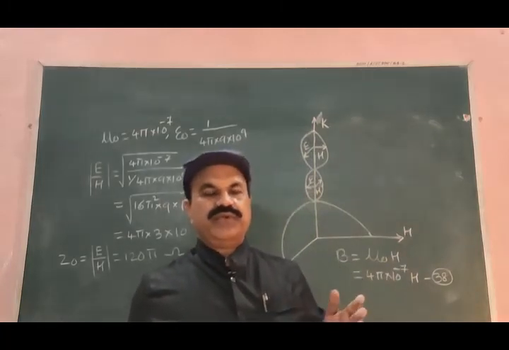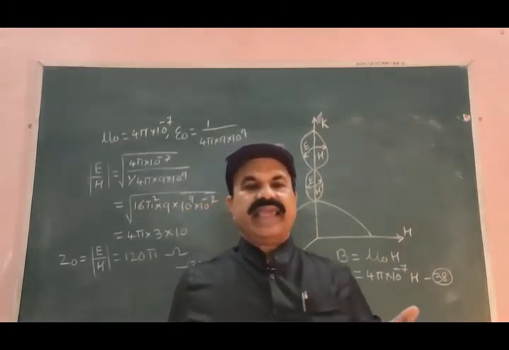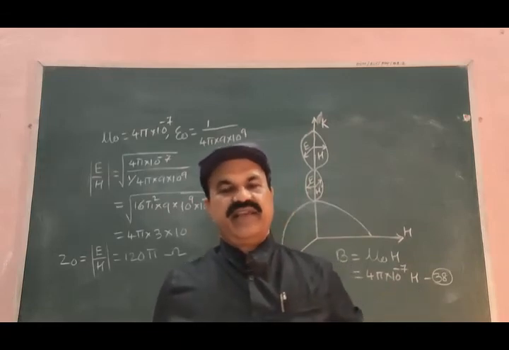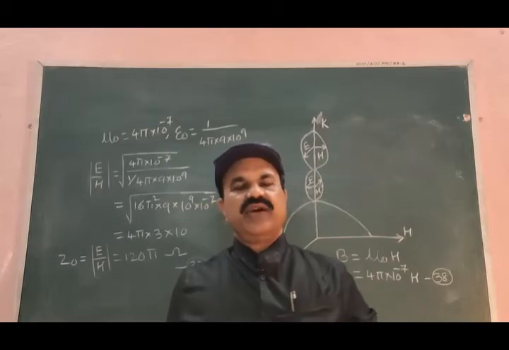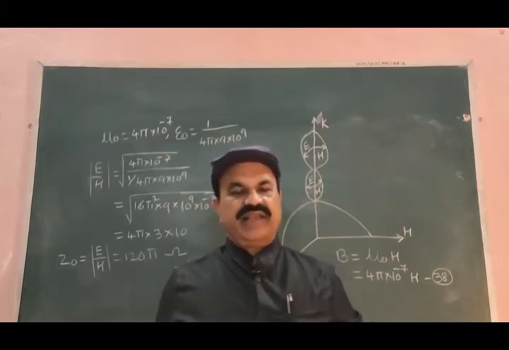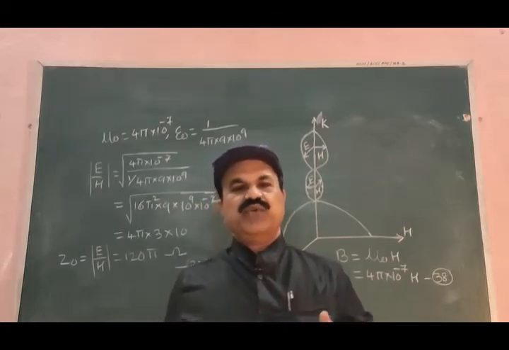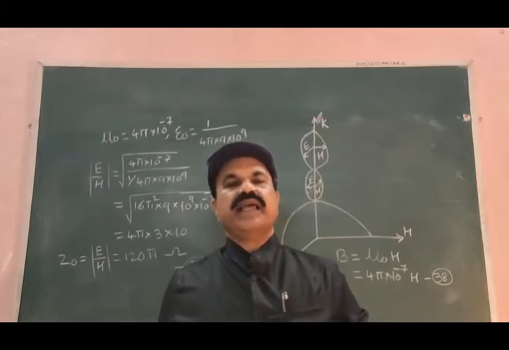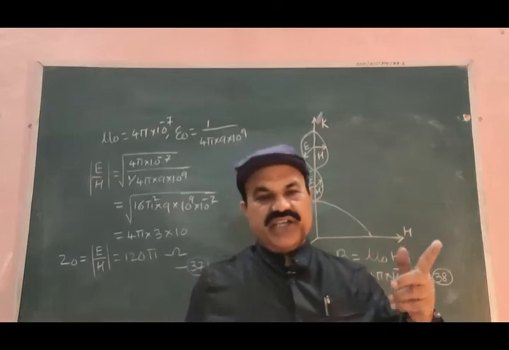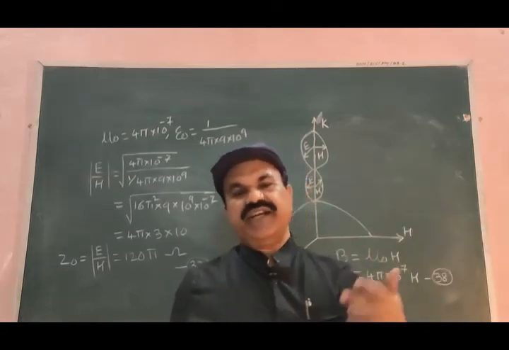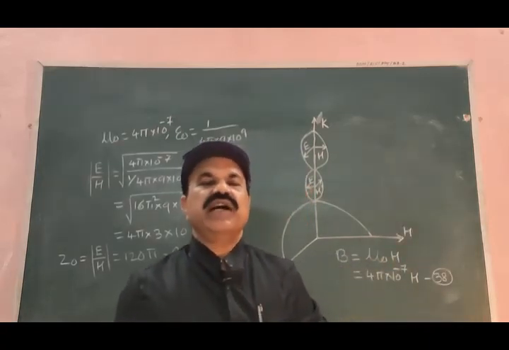E is equal to E0 e to the power i(k dot r minus omega t), H is equal to H0 e to the power i(k dot r minus omega t), U is equal to U0 e to the power i(k dot r minus omega t), where E, H and U are functions of r and t.